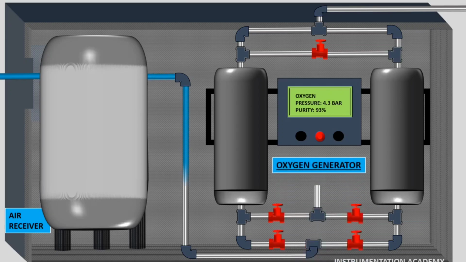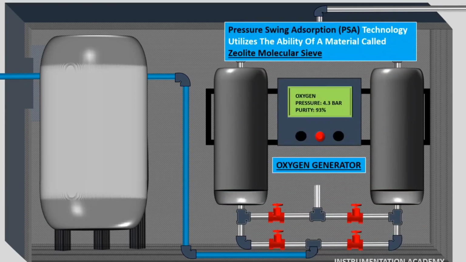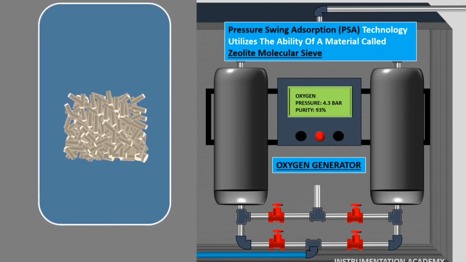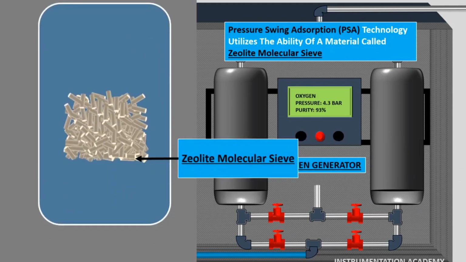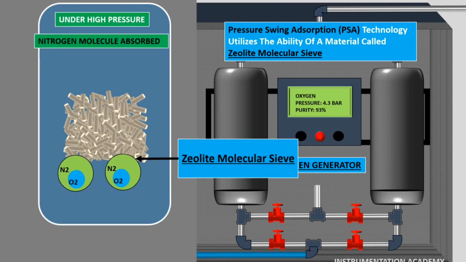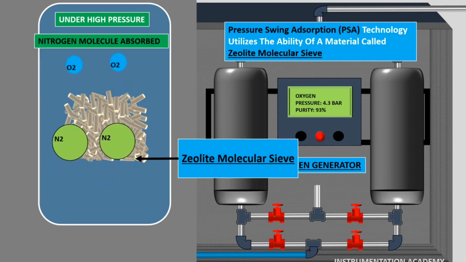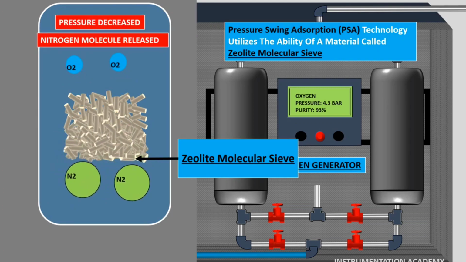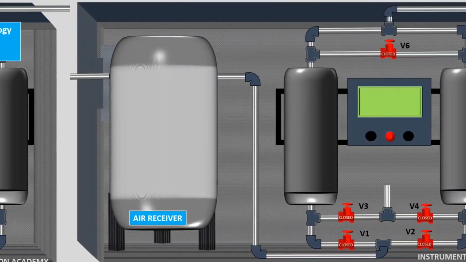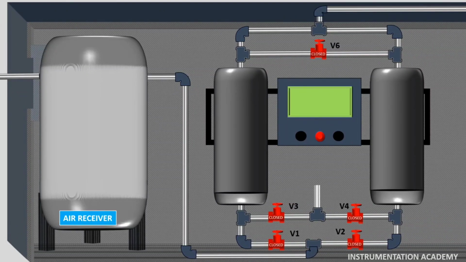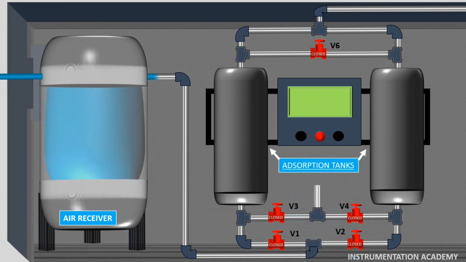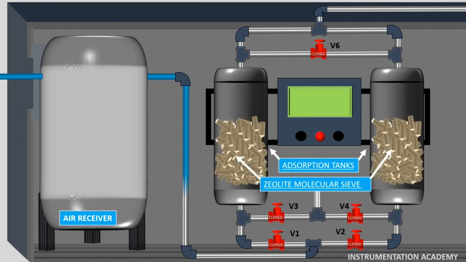This oxygen generator works on the principle of pressure swing adsorption. This pressure swing adsorption technology utilizes the ability of a synthetic material called zeolite molecular sieve to adsorb mainly nitrogen molecules from the air at high pressure and release this retained nitrogen once the pressure within the generator is decreased. The pressure swing adsorption generator has two separate adsorption tanks which contain zeolite molecular sieve as adsorber.